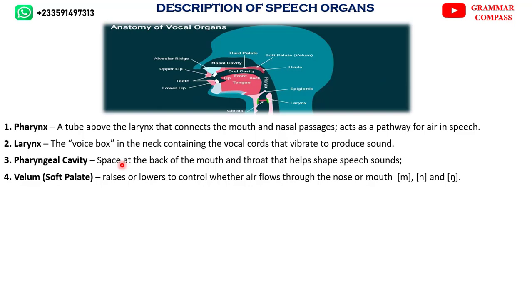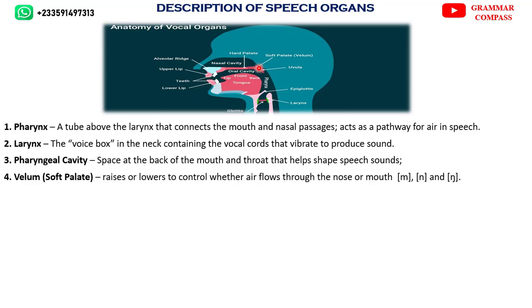Now, let's talk about the soft palate, or the velum. The velum is a clever little flap that raises or lowers to decide whether the air goes through your nose or your mouth. So let us find it on our diagram. Here is the velum. It either raises or lowers to control whether the air will flow over here or over here.